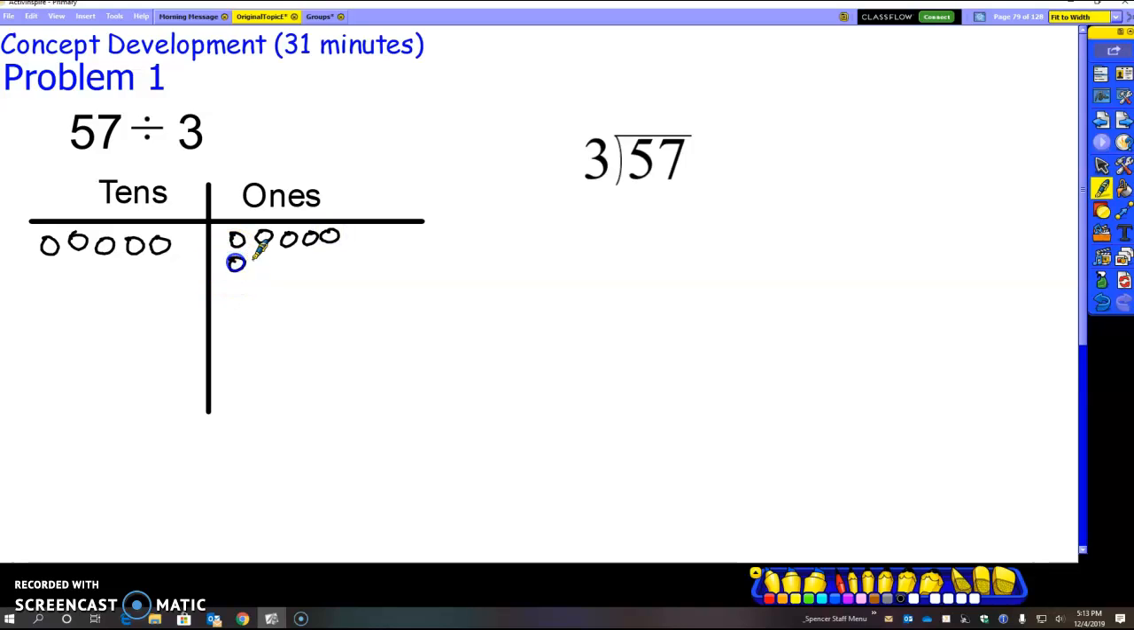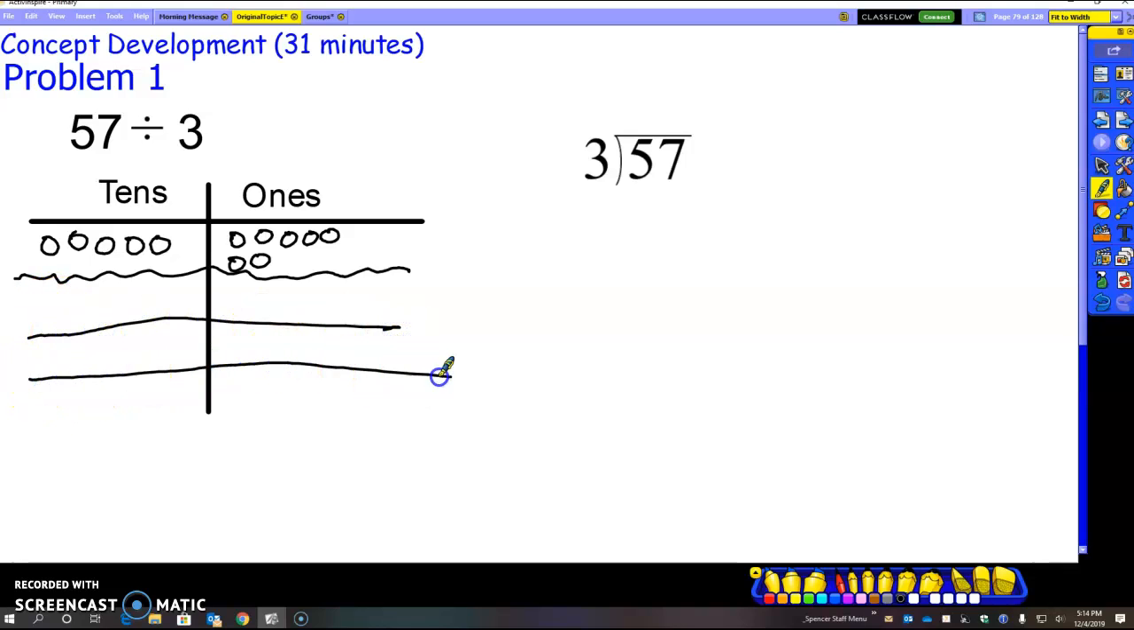We have 5 10s and 7 1s. I'm going to set up my 3 groups underneath. So my 2 lines makes my 3 groups. And I'm going to start divvying them up. So 1, 2, 3, 1, 2, 3, and we can't go again.